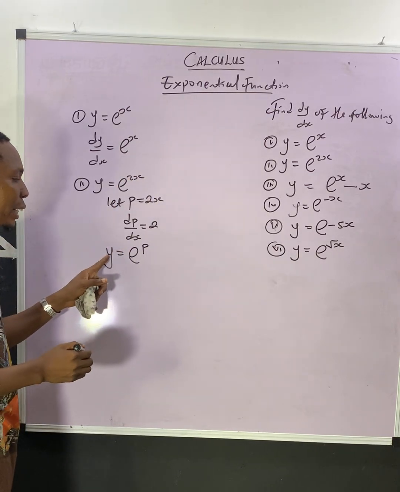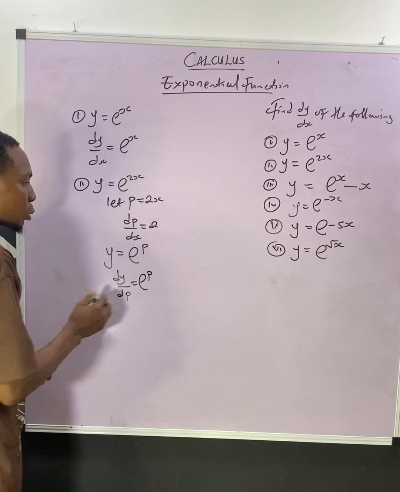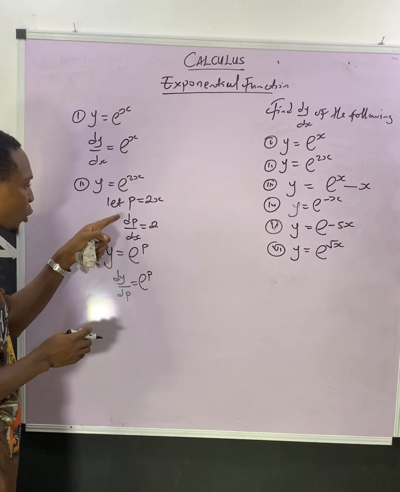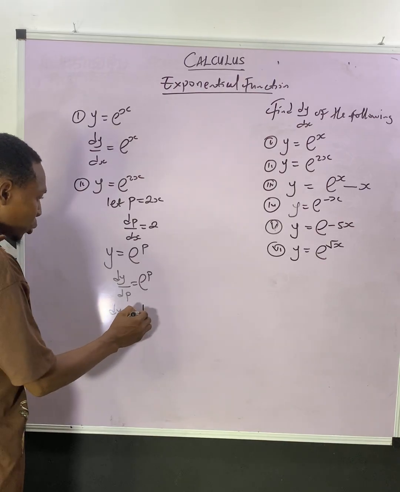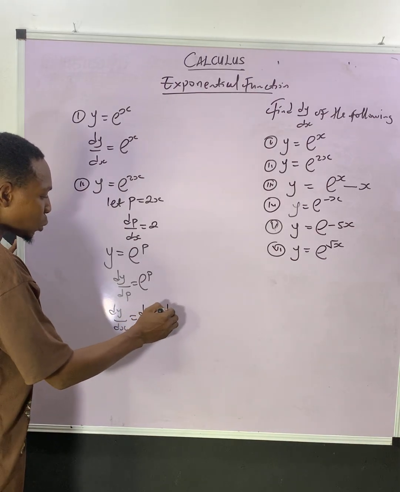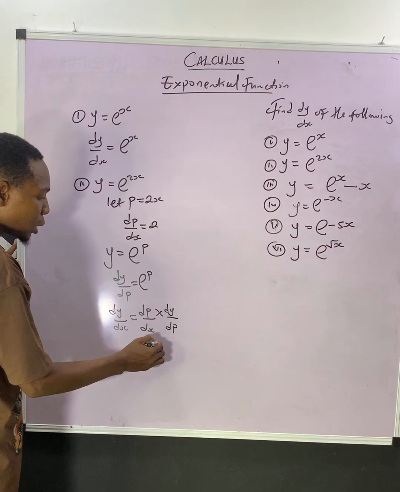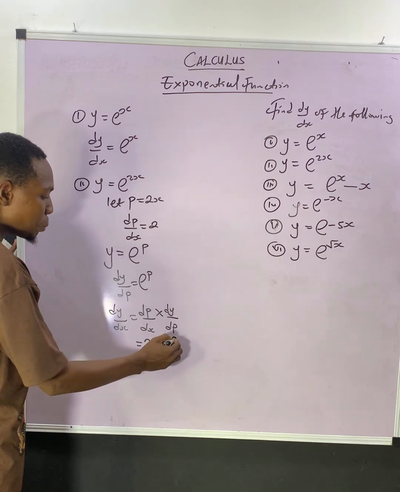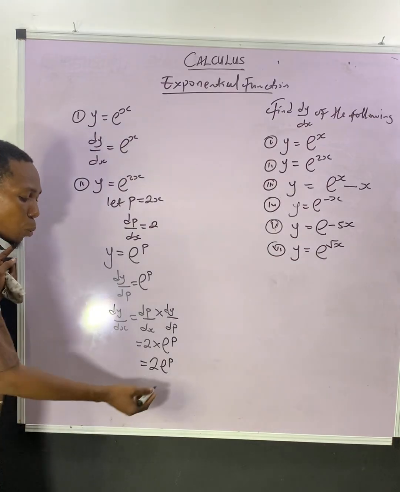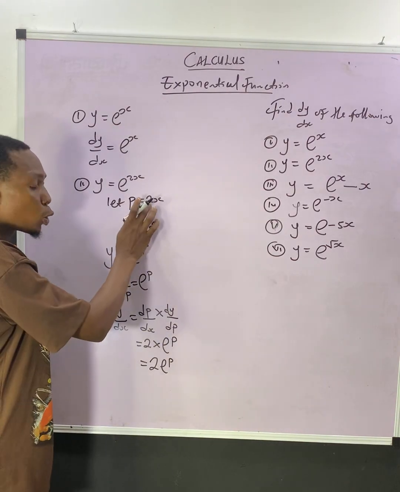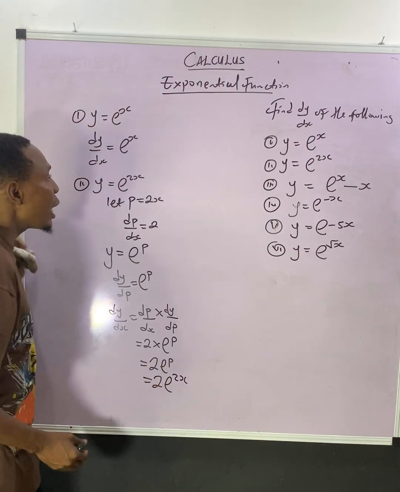If you differentiate y with respect to p, we have dy/dp equals e^p. To get dy/dx is just for you to multiply these two together. So our dy/dx is equal to dp/dx times dy/dp. dp/dx is written as 2, while dy/dp is written as e^p. So 2 times e^p, we still have 2e^p. And we know our p is written as 2x. So our final answer will be 2e^(2x).